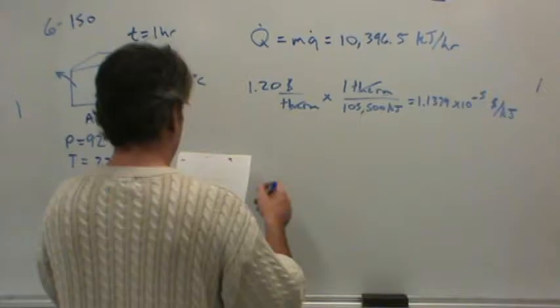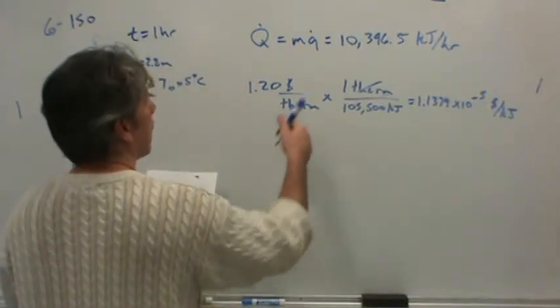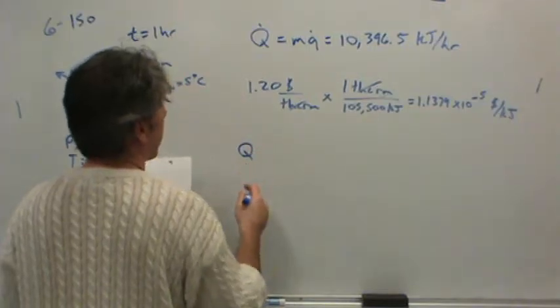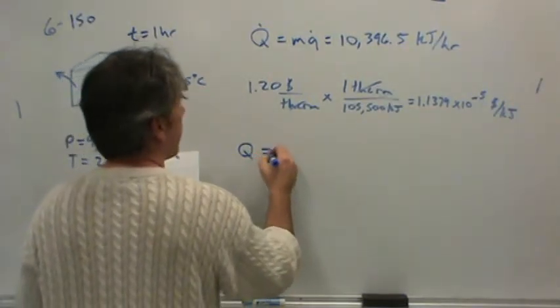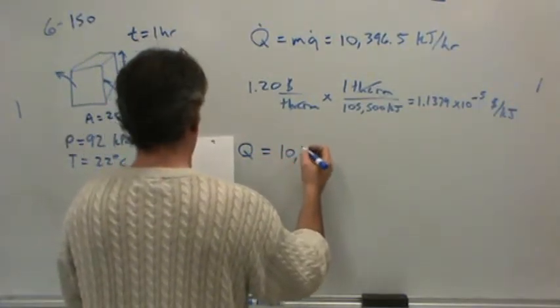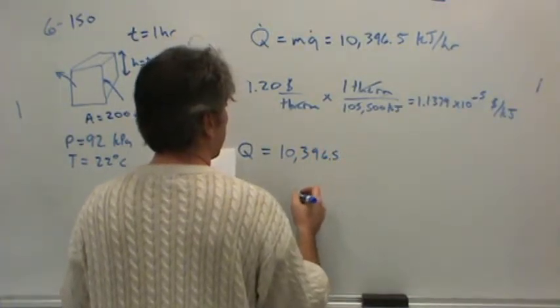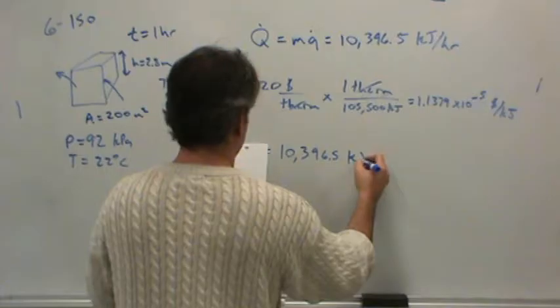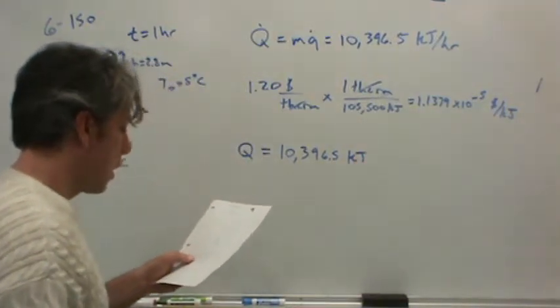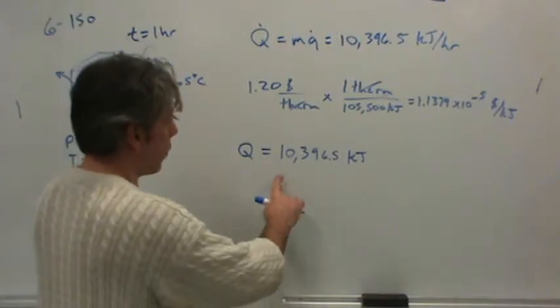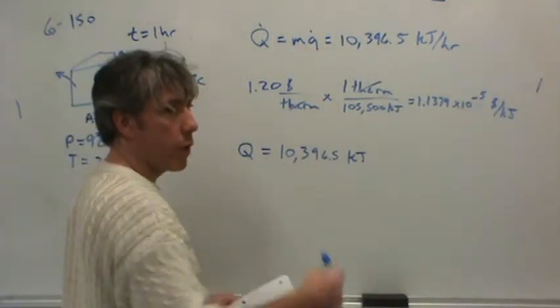So another way of looking at this, I'm just going to drop this hour. Basically, for that 1 hour, if we only leave it on for 1 hour, then we need to buy 10,396.5 kilojoules worth of energy to go back into the home. Okay. Now we have to be careful because we don't buy this much. This is how much heat we need in the home.